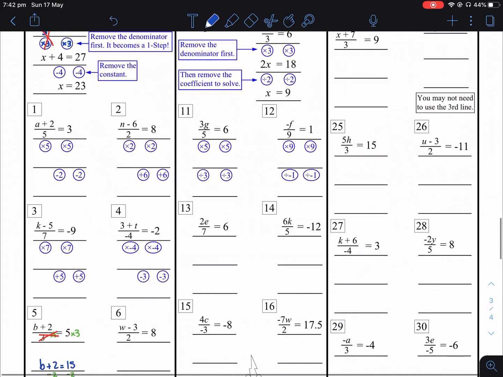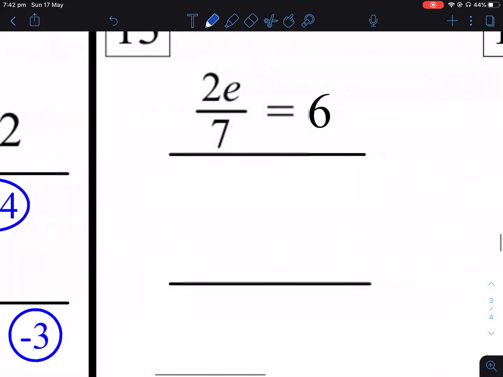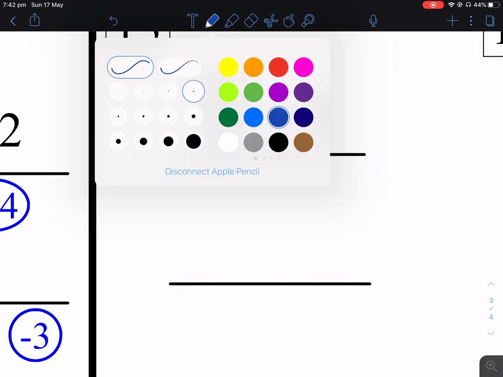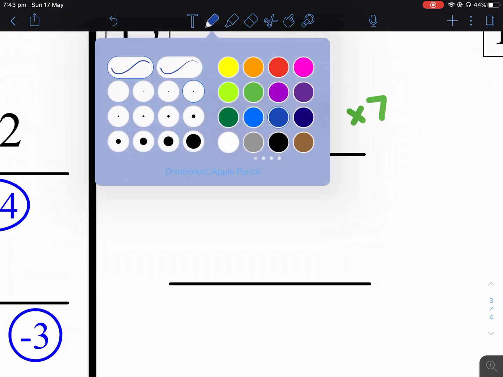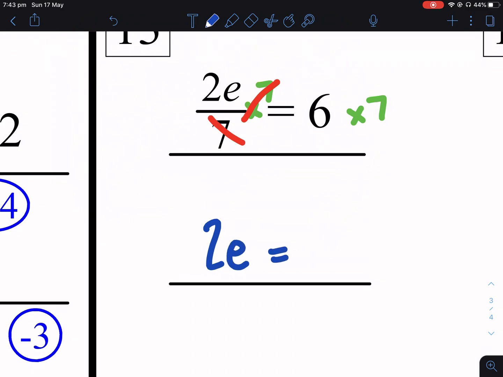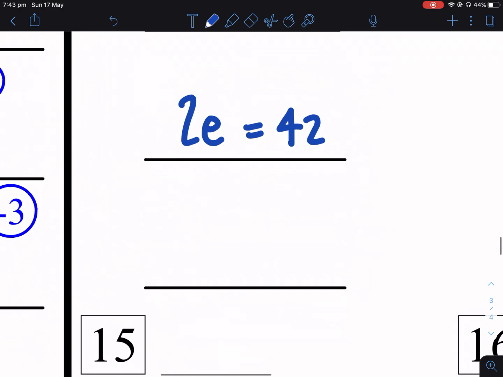You get quite complicated shortly. Like, for example, 2e over 7 equals 6. You always times by what's on the bottom and then divide by what's on the top, because fractions suck. So we're timesing by 7 to get rid of that. So divided 7 times 7 got rid of it. We've got 2e equals, and 6 times 7 is 42. So you always times by what's on the bottom first.